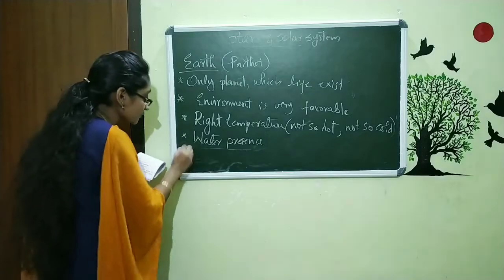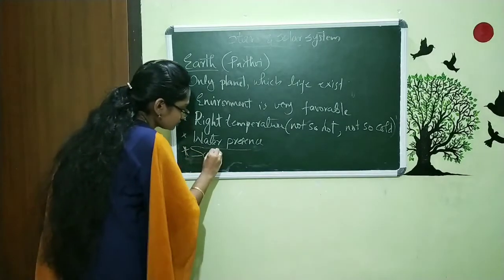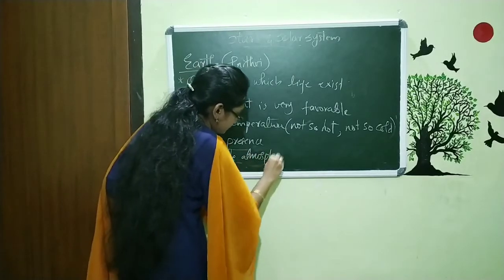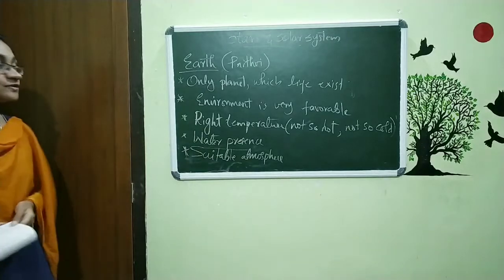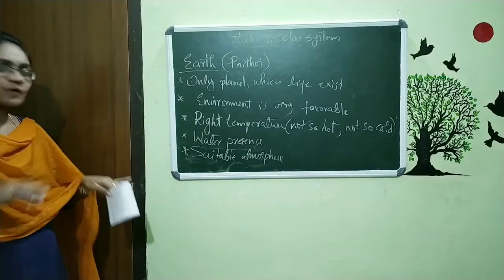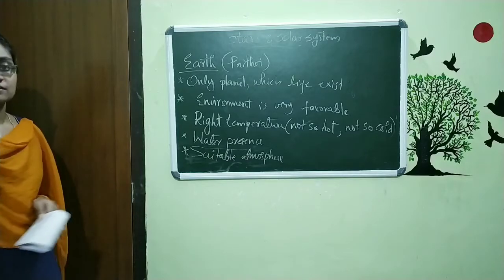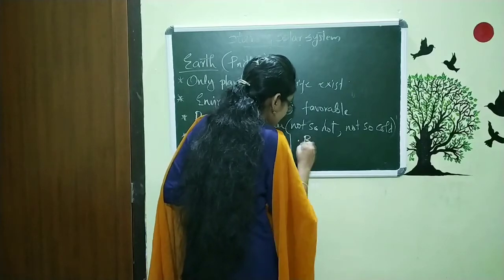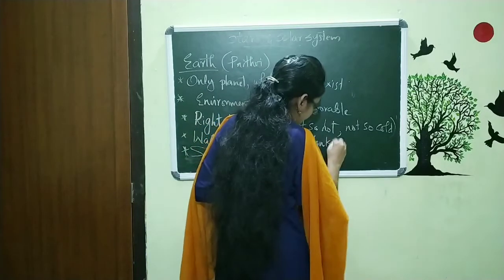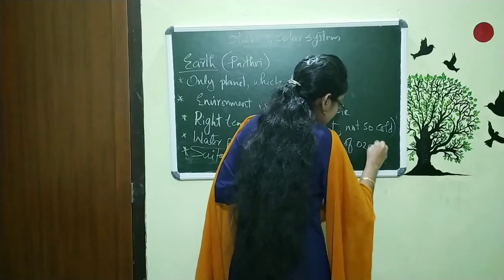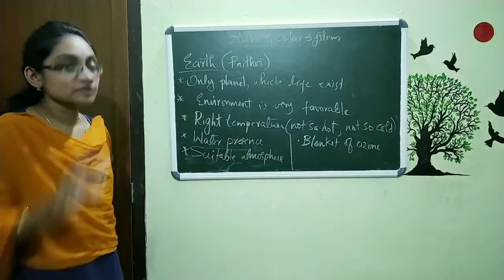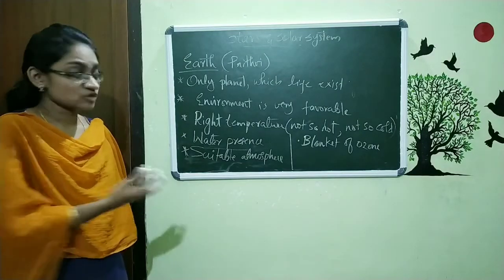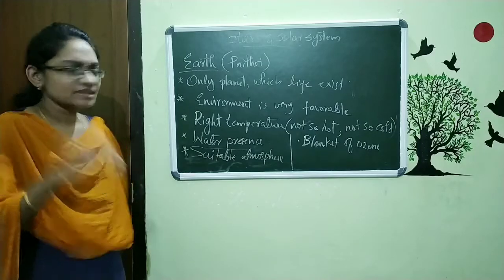The next is the suitable atmosphere. This suitable atmosphere means the proper atmosphere needed for life. The next is the blanket of ozone. We know if there is no ozone layer, what happens? The UV radiations from the sun will attack, and it causes cancer and some sort of diseases like that.